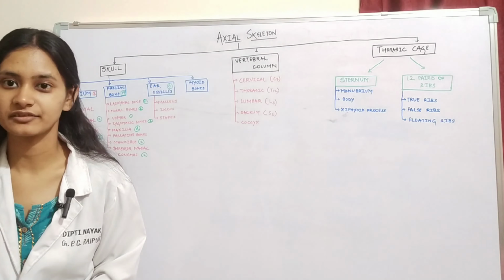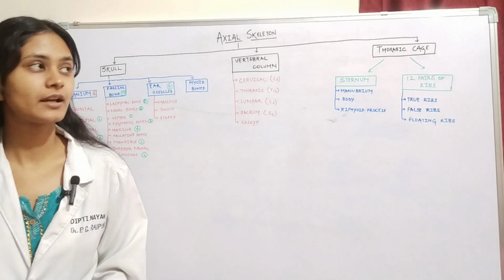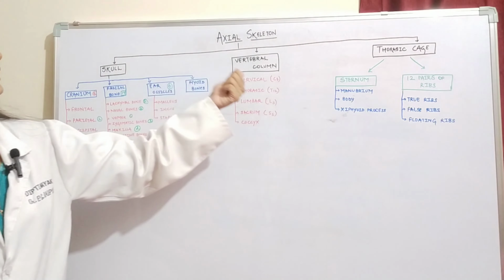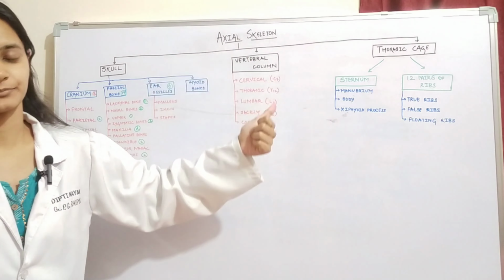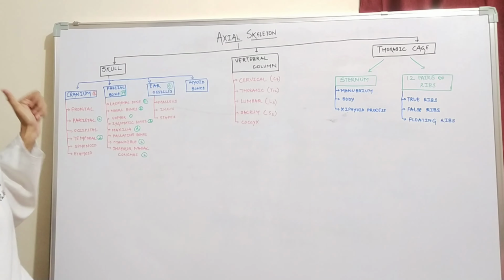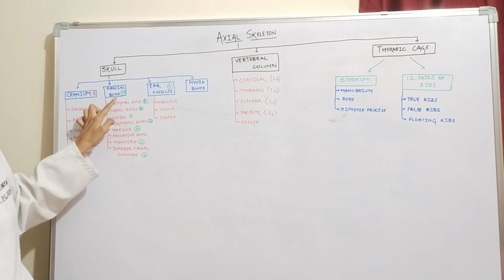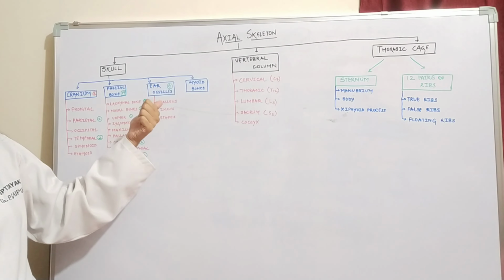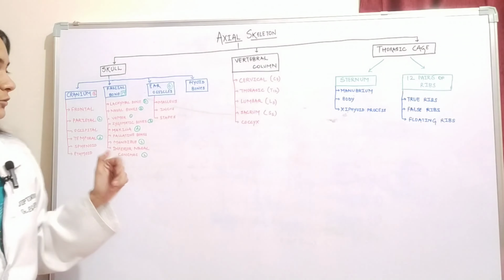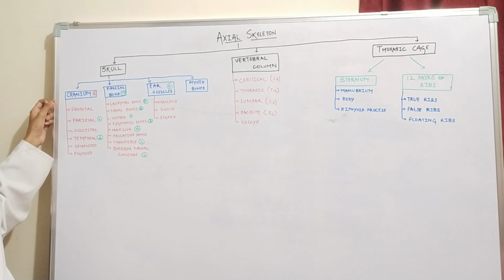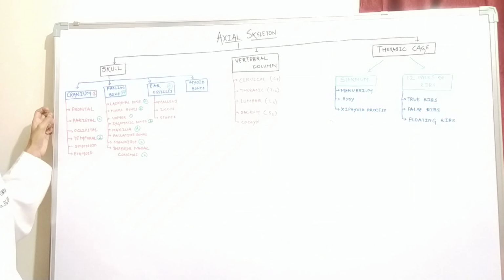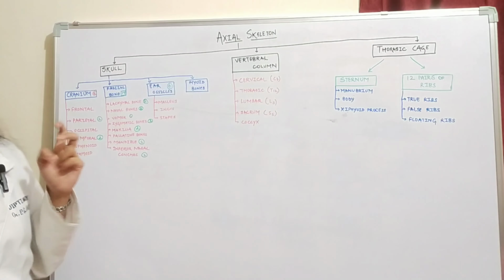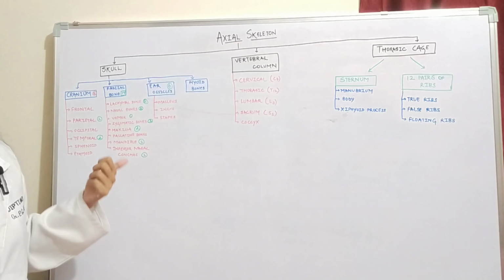Now we will revise whatever we have learned in this lecture, that is the axial skeleton. In the axial skeleton, first we learned that it is divided into 3 parts: skull, vertebral column and thoracic cage. Now the skull is further divided into cranium, facial bones, ear ossicles and hyoid bone. Cranium 8 bones, facial 14, ear ossicles 6, hyoid 1 single bone. The cranium is again divided into frontal, parietal, occipital, temporal, sphenoid, ethmoid. Parietal and temporal are 2, that is bilaterally present, and others are unilaterally present.